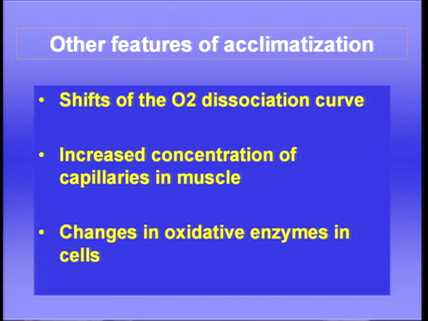There's an increased concentration of capillaries in muscles. That's not so much because of more capillaries, it's because the muscle fibers get smaller at high altitude and that gives a higher concentration. And there are also changes in oxidative enzymes in the cells. So a number of things happen at high altitude.